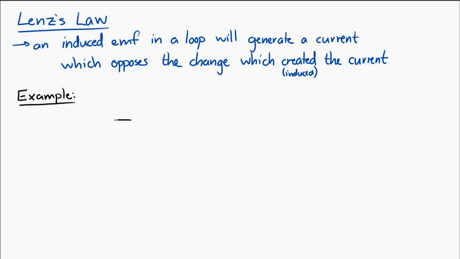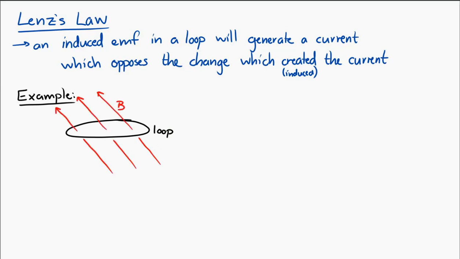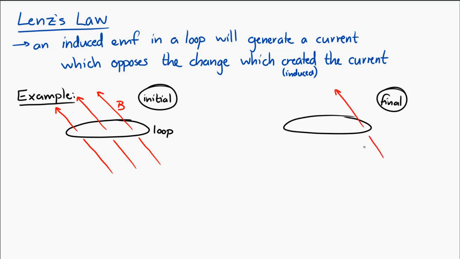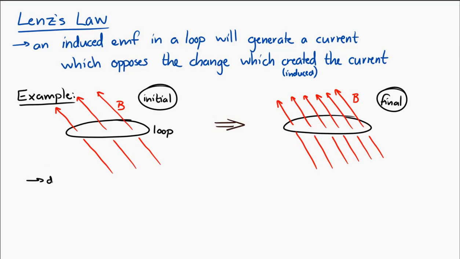Let's say we have a situation where we have a loop, we have a magnetic field through that loop, and the magnetic field gains strength. So we go from having a weak magnetic field to a stronger magnetic field, and that's the only thing that changes. If we want to determine the direction of the current in that loop, because we're going to have an induced EMF in that loop, so current is going to flow, then this is how we do it.